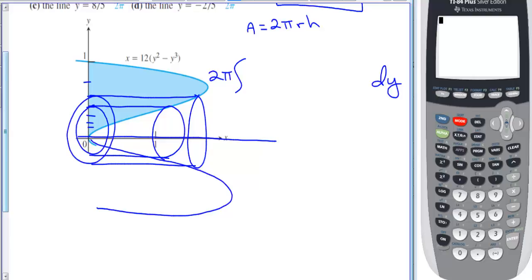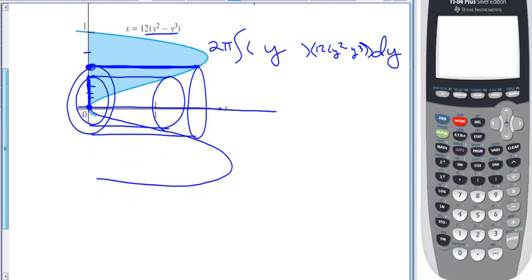Well, the area is 2 pi times the radius times the height. That's what we have to fill in. The radius of all of these cylinders is just the value of y, because y is the distance from the x-axis, and that's exactly where our radii are sitting. So the radius is simply y. Now the height of all of these cylinders, after we've picked our arbitrary y value, is, well, we plug that into the formula and we get the height. So we have 12 times y squared minus y to the third.